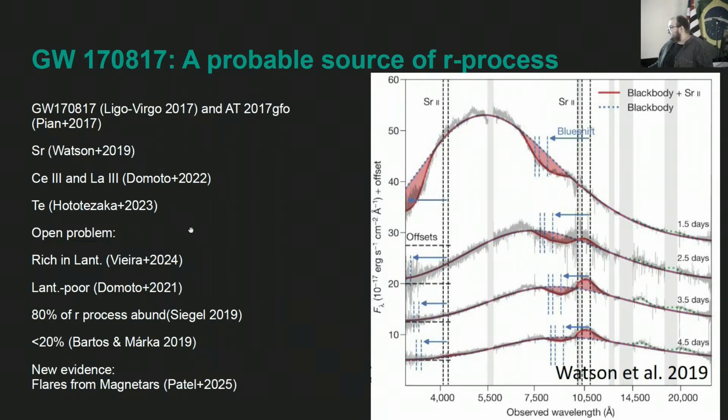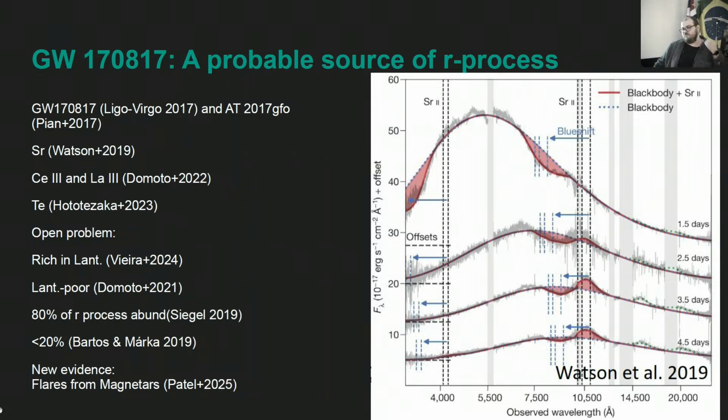Other elements were in this spectrum, like cerium and lanthanum, and more recently tellurium, but it's still not settled because there is a controversy in this spectrum. Some say a lanthanide-rich model is needed. Others say it's a lanthanide-poor model. Then when modeling the abundance contribution in the Milky Way, people say, oh, 80% of the R process is done in events like this, that are neutron star mergers. Others say, no, it's less than 20%. So it's a very hot debate in the literature.